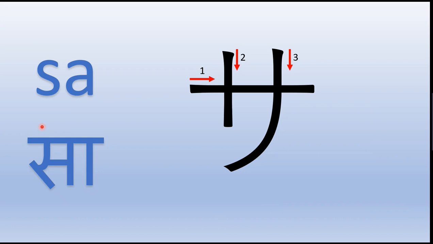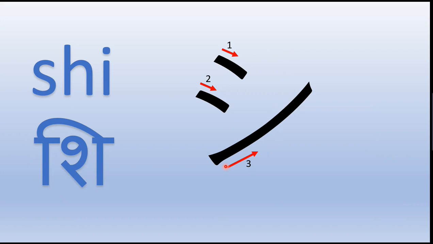First is sa. Sa is written using three strokes. The first stroke will be this straight horizontal line. The second stroke will be a totally vertical line, and the third stroke will be a vertical line that will bend towards the end and end here like this. So this is sa.